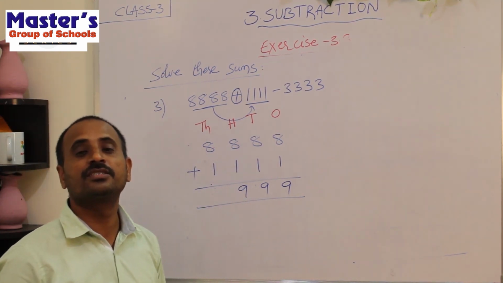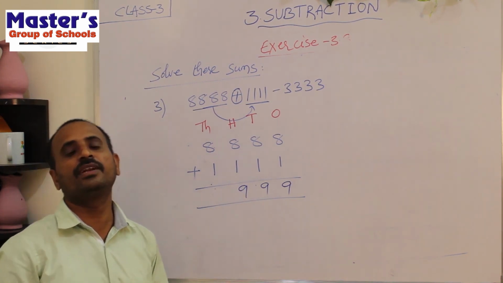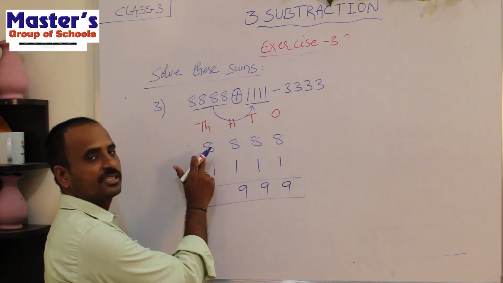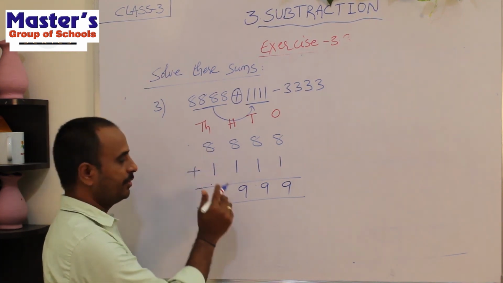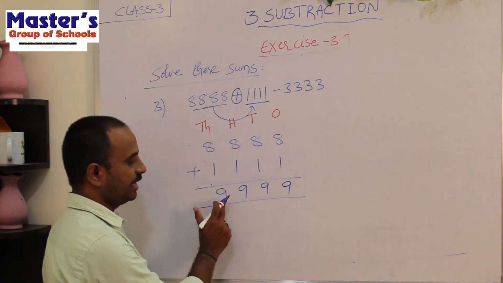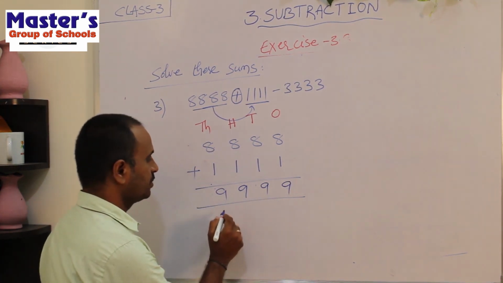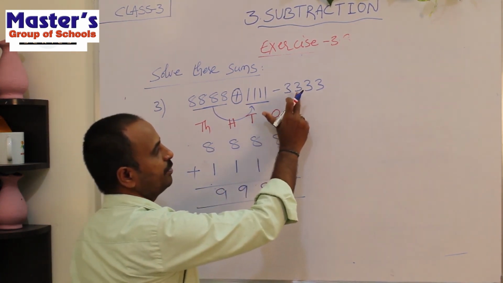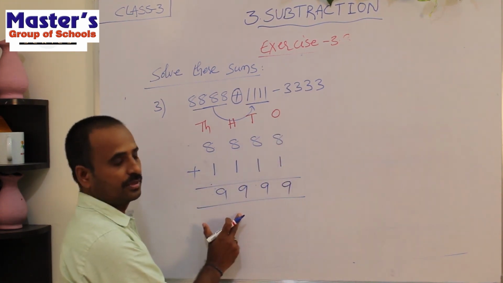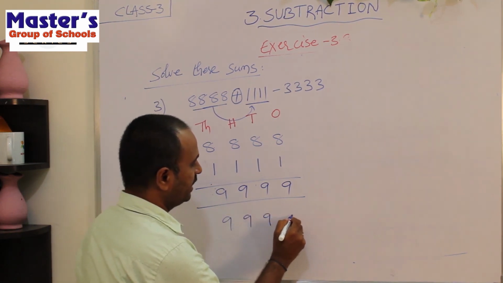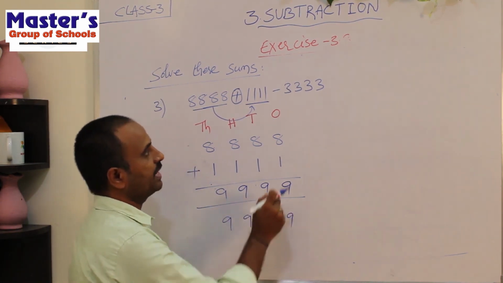You have already discussed in the first chapter what is a successor and what is a predecessor. So if you add 1 to any number, we will get its next number. What is the next number to 8? 9. So the sum is 9999. Now subtract the other number from this sum. 9999 is the sum.